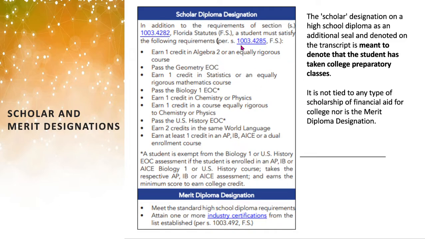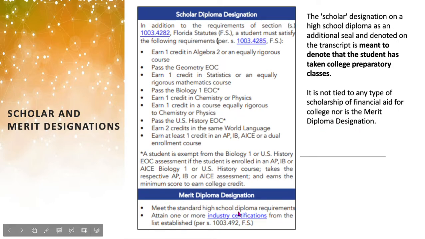So we do have the full list of scholar diploma designation requirements here. One thing to note though is that this scholar designation is not tied to any type of scholarship or financial aid, nor is the merit diploma designation.